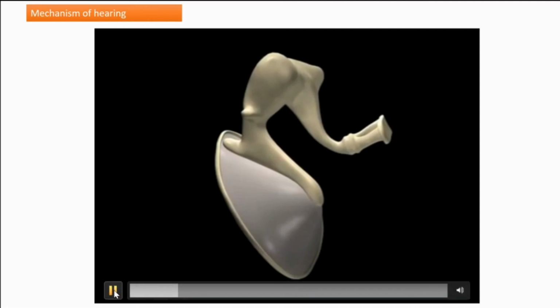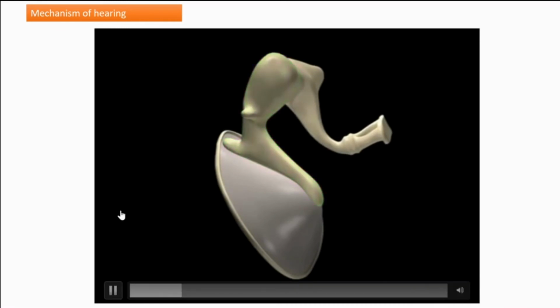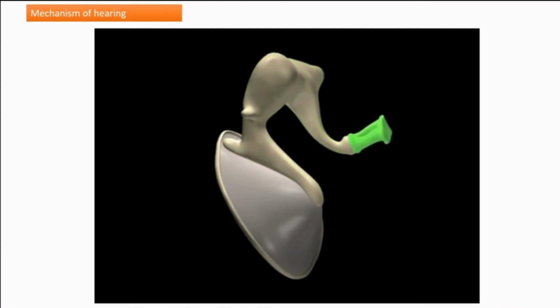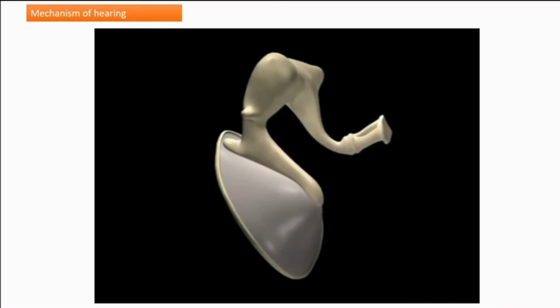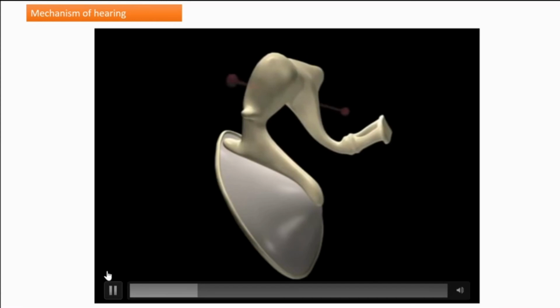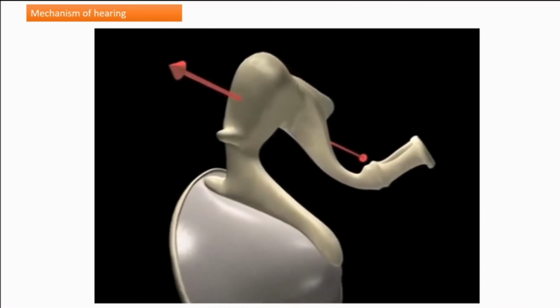Called the auditory ossicles. They consist of the malleus, the incus, and the stapes. The movements of the tympanic membrane vibrate the ossicles, passing on the information of frequency and amplitude. The 3 bones pivot together on an axis shown here in red.